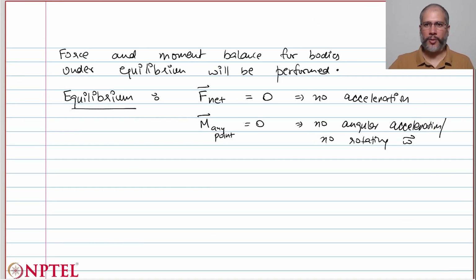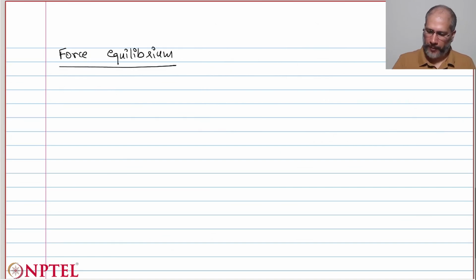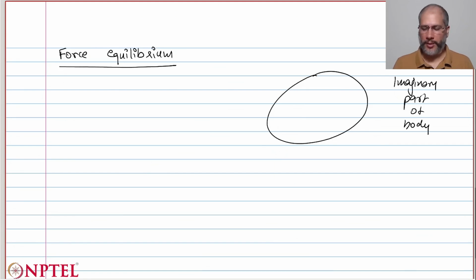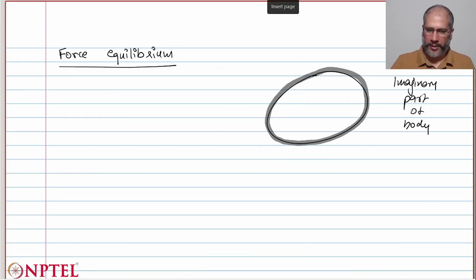So let us start with the force equilibrium first. Let's say this is a part of the body, or I would rather say an imaginary part, because I'm not cutting the body in this shape. The body as a whole could be larger, and you're imagining some subset of the body. Now this body has a bounding surface area like this. So this we'll call gamma.